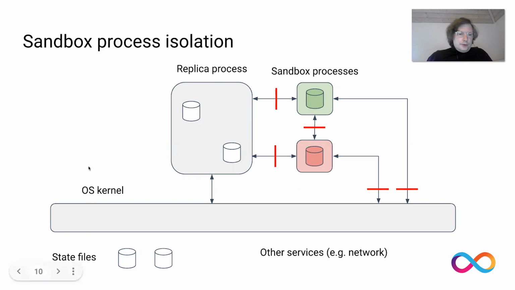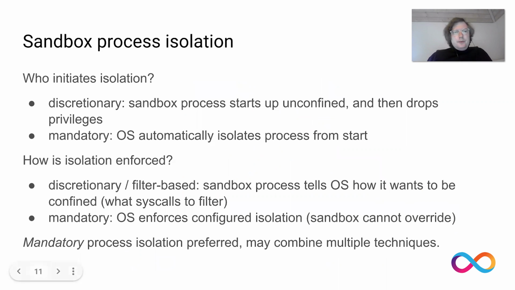So what do we want to... first of all, how can we achieve the isolation, and then what do we want to protect with this isolation? On the next slide, I have given a rough breakdown of possible approaches to the sandboxing, and we can roughly distinguish between two approaches in terms of who initiates the isolation. We can have discretionary process isolation.